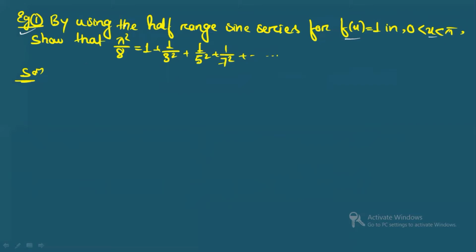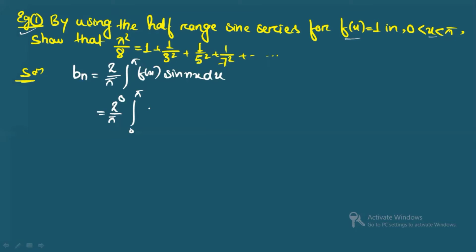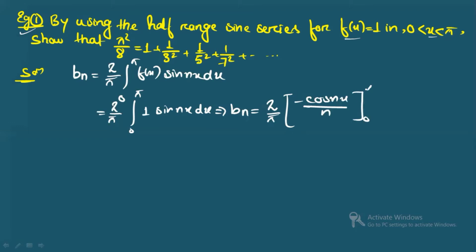It is the half range sine series you need to find. For the sine series, a naught and an are 0, so you only have to calculate bn. bn is equal to 2 by pi, integration from 0 to pi of f(x) sine nx dx. Here the function f(x) is 1, so bn is equal to 2 by pi, integral from 0 to pi of sine nx dx. Integrating sine nx, you will get minus cos nx by n, with limit 0 to pi.